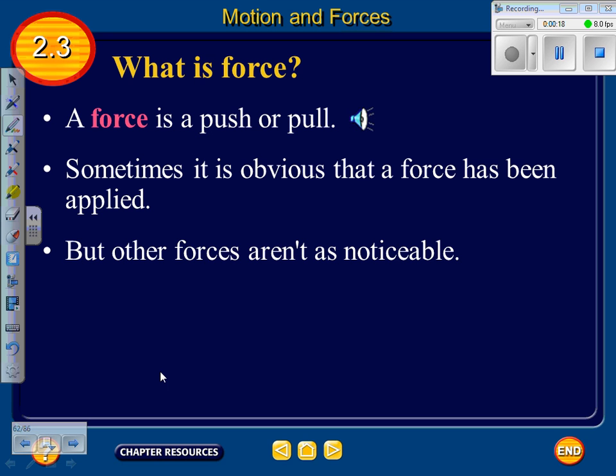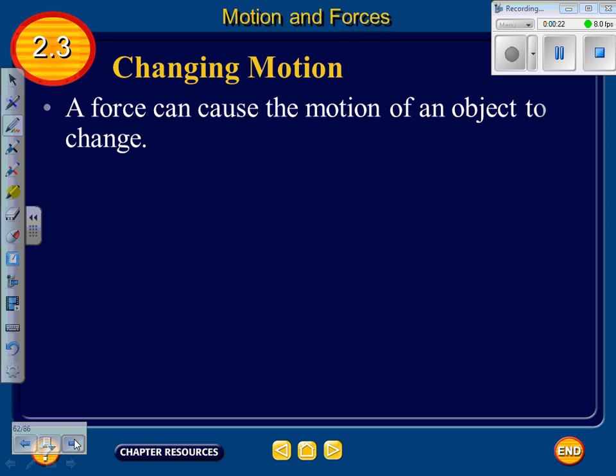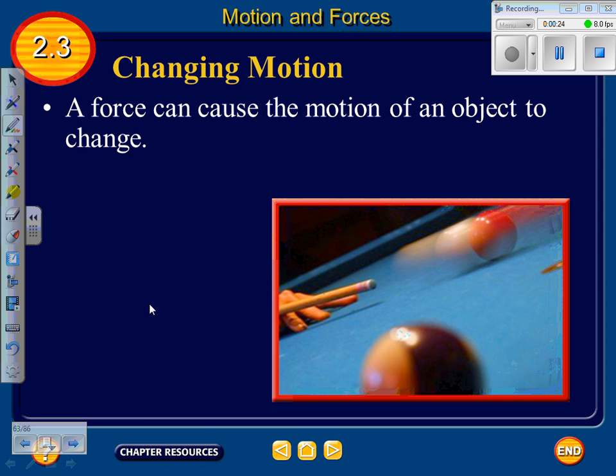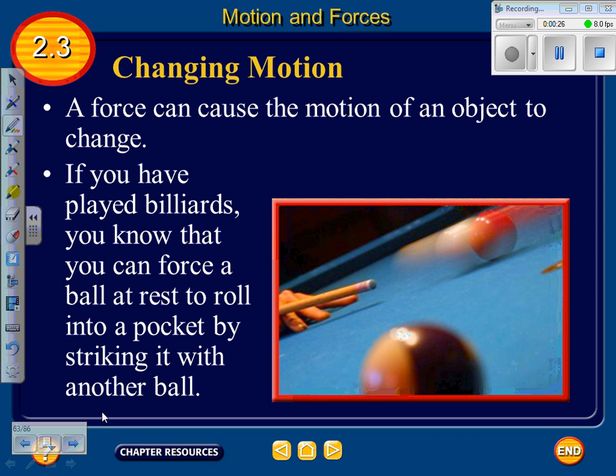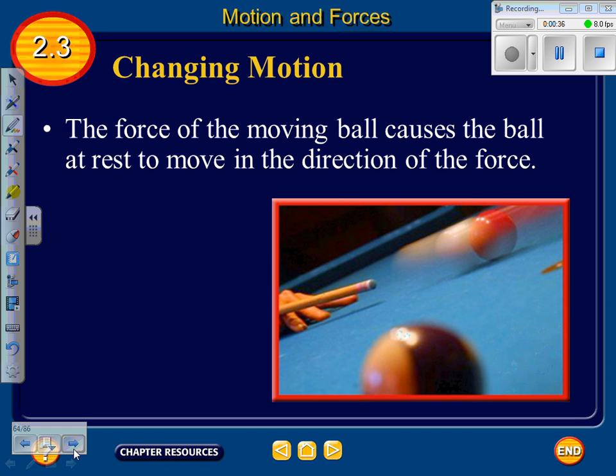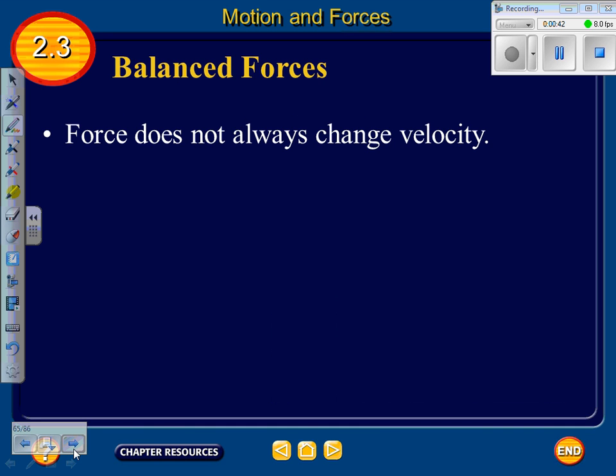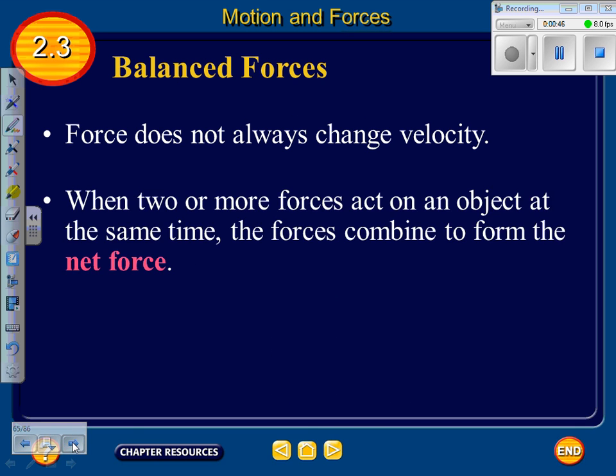Sometimes it's obvious that a force has been applied, but other forces aren't as noticeable. A force can cause the motion of an object to change. An example is if you play billiards or pool, you can force a ball at rest to roll into a pocket by striking it with another ball. The force of the moving ball causes the ball at rest to move in the direction of the force. Force does not always change velocity.